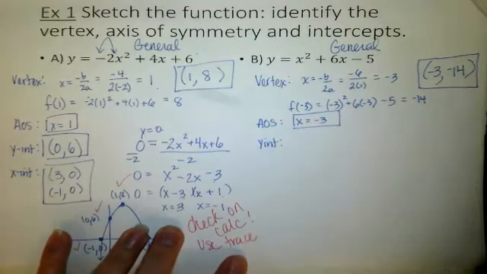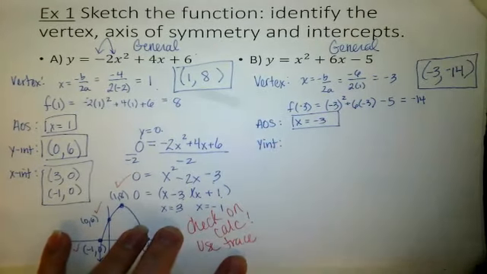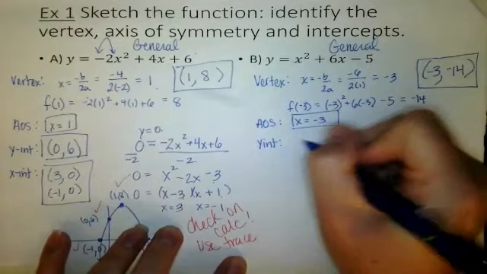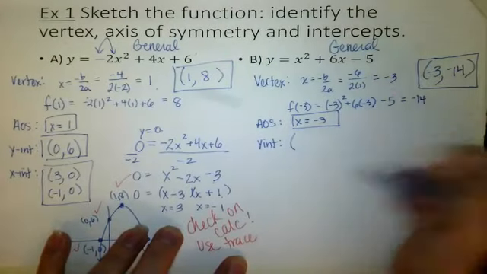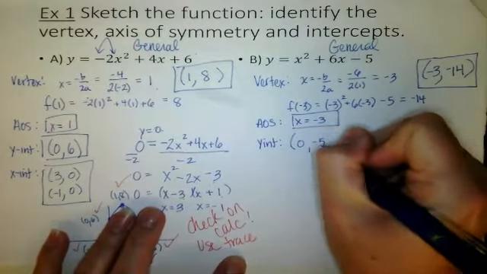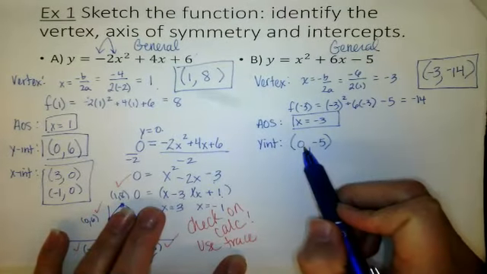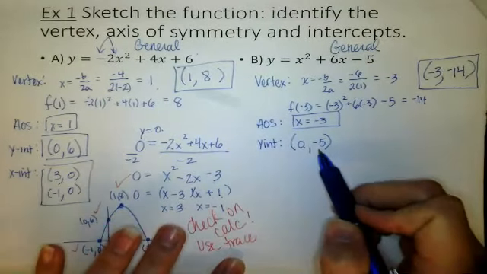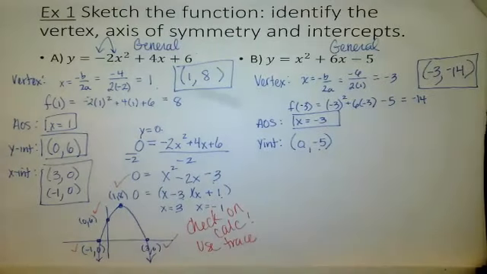Y-intercept. How do you find a y-intercept? It's the C, and in this case, that would be -5. So again, don't just put -5 because that's kind of meaningless. But (0, -5) says if you plug in a 0, you would get a -5, and that's your y-intercept.